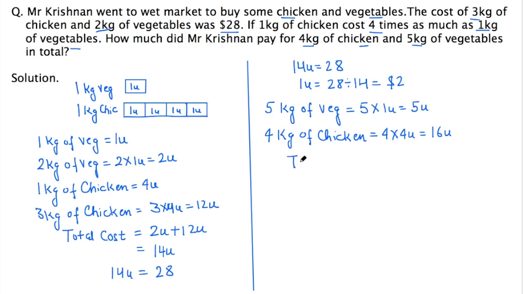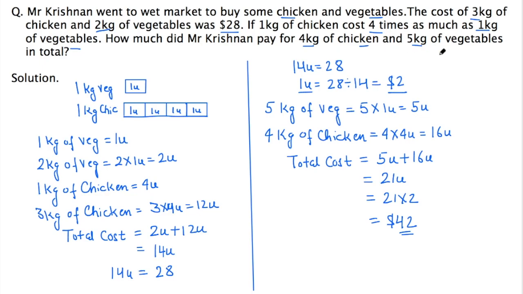Now what would be the total cost? The total cost in terms of units for 5 kg of vegetables and 4 kg of chicken will be 5 units plus 16 units. That will give us 21 units. And since we know that 1 unit is equal to $2, 21 units will be equal to 21 times 2. That will give us $42. That means Mr. Krishnan paid $42 for 4 kg of chicken and 5 kg of vegetables.